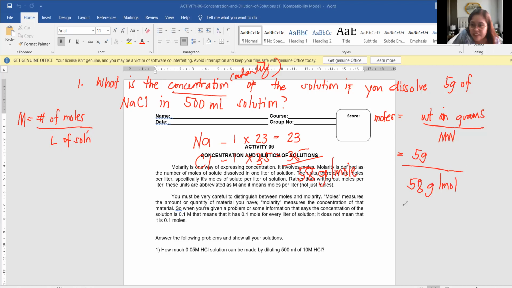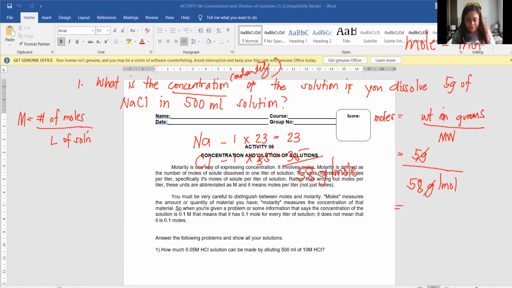Ayan, i-divide natin. Let's cancel the grams. By the way, ang name niyan ay mole, pero ang symbol niya is mole without an E ha.